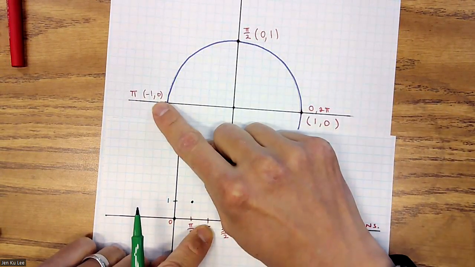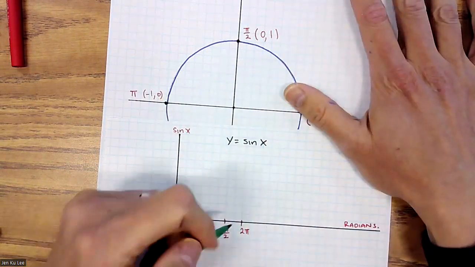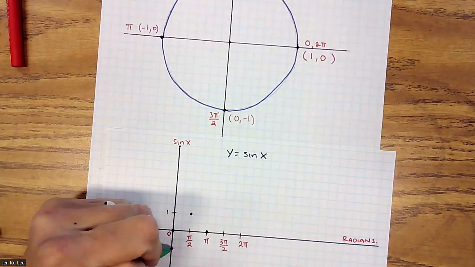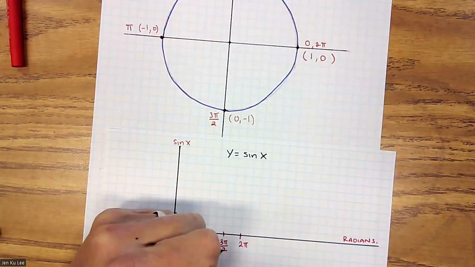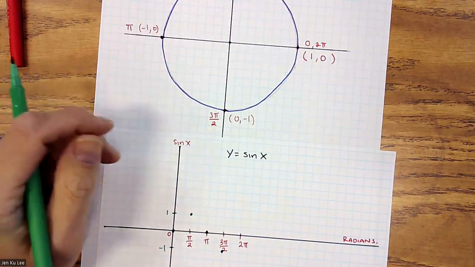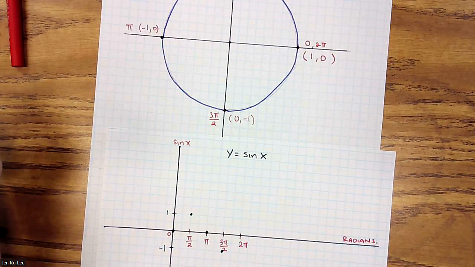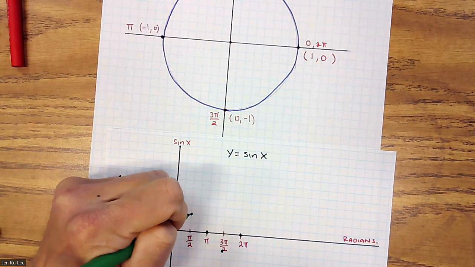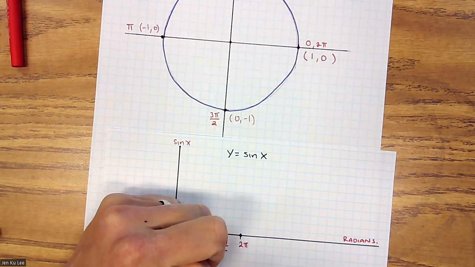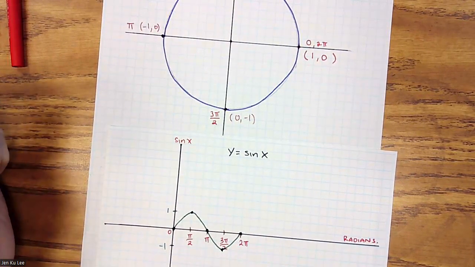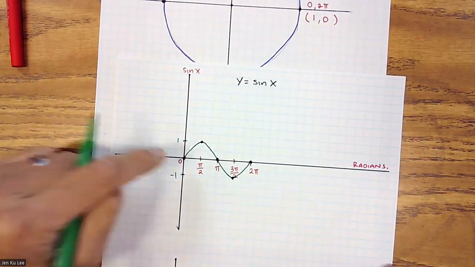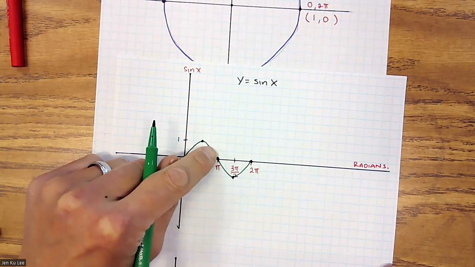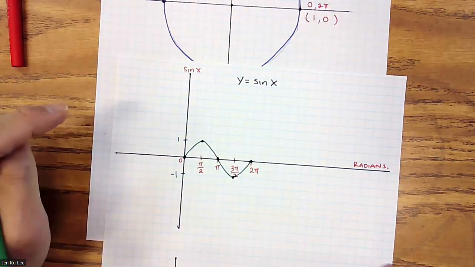What is my sine value at pi? 0. What is my sine value at 3 pi over 2? -1. So again, 2 units down. That's -1 right there. And then what is my sine value back at 2 pi? 0. So here is my sine wave. That makes sense? So that's my sine graph. Going up, coming back down, going down to -1 and coming back up to 0.